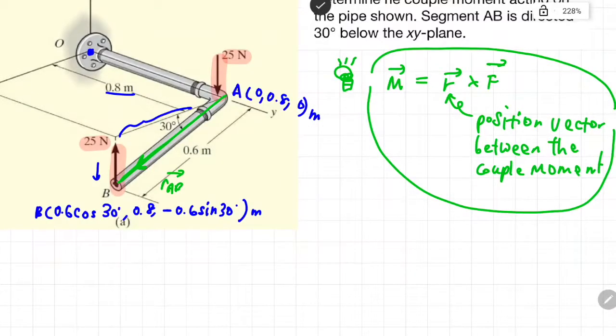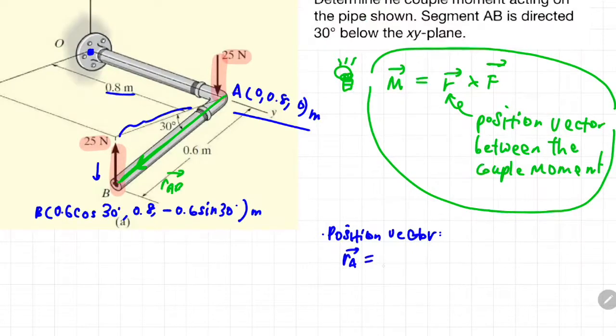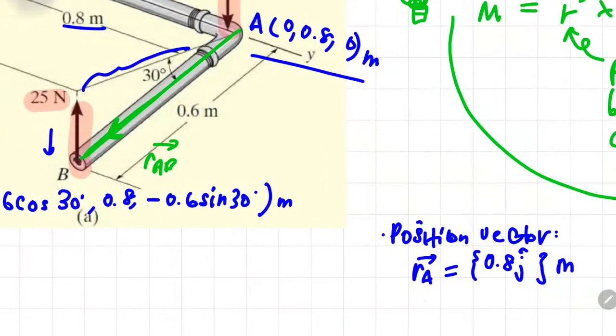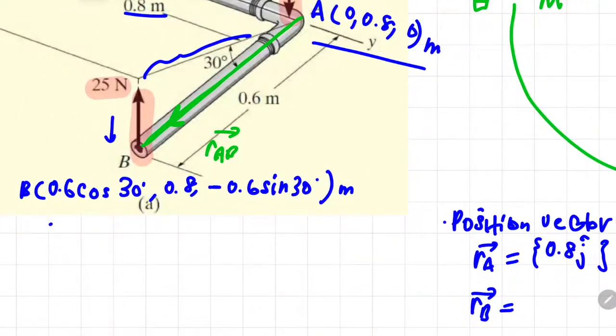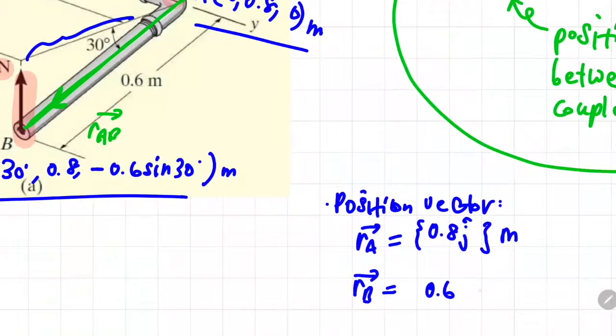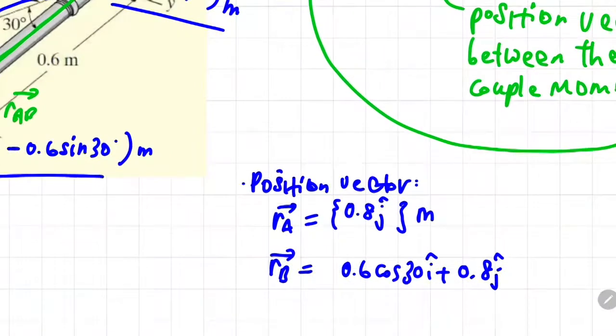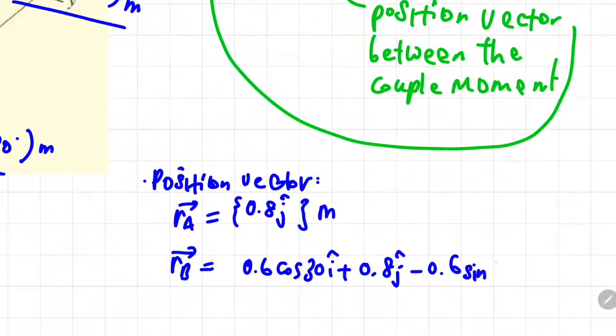Now you can convert this coordinate into an equivalent position vector, whereby position vector of A or RA is equivalent to, if you look here, only 0.8 in the direction of J. So the others are all zero, we can just ignore it, and the unit would be in meter. Accordingly, you can also find the position vector for point B or RB, whereby it would be 0.6 cos 30 in the direction of I plus 0.8 in the direction of J minus 0.6 sin 30 in the direction of K. And again, the unit will be in meter.